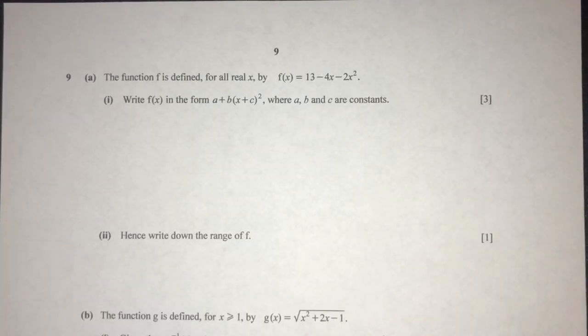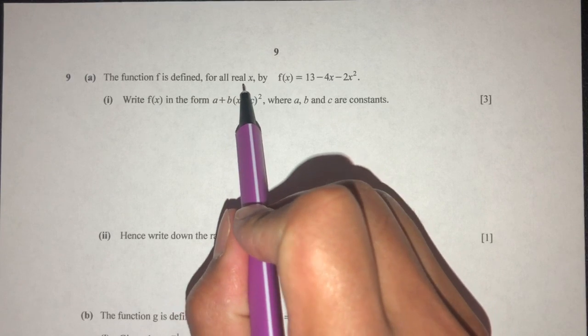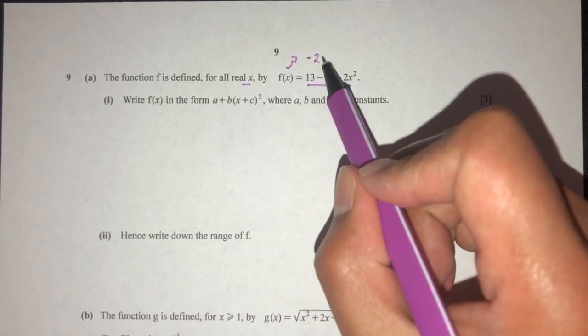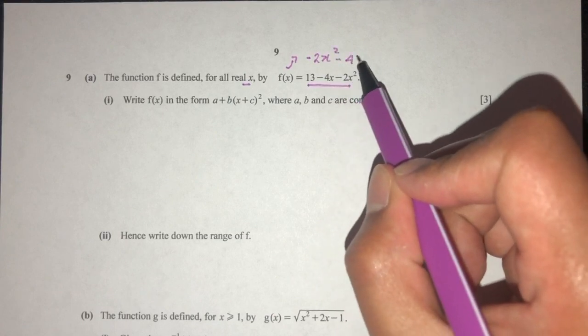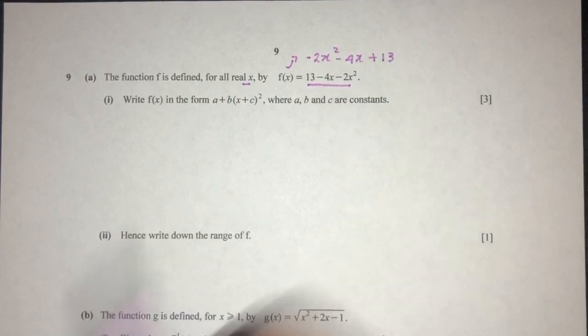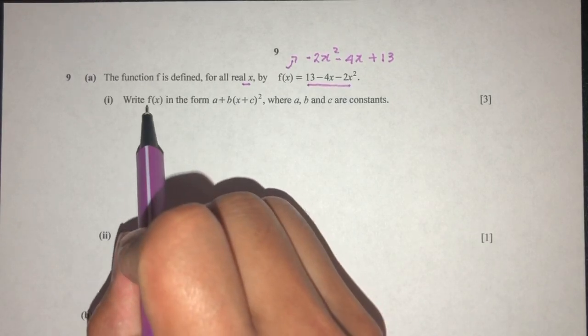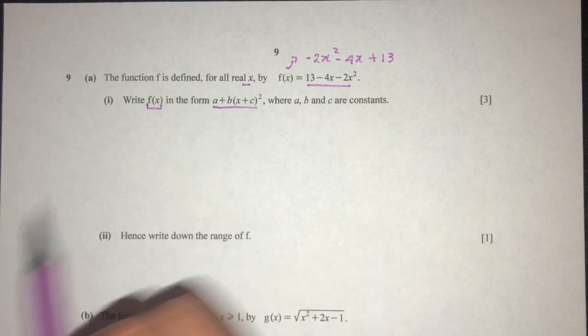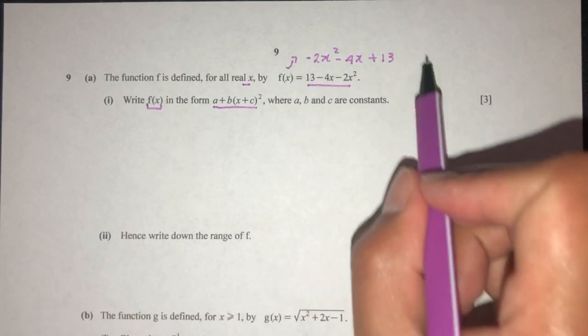So here we have a function f defined for all values of x. Now we know we can rewrite this as minus 2x squared minus 4x plus 13. Same thing as f of x, right? Now part 1, we have to write f of x in this form. We know this is the complete square form. We have to complete the square for this expression.